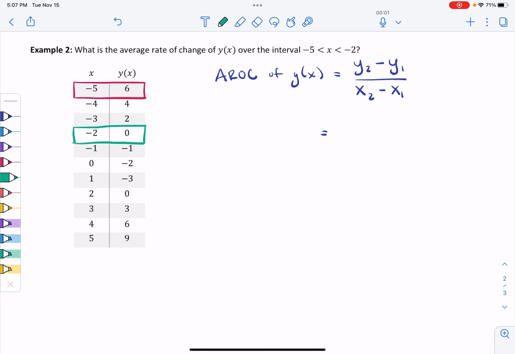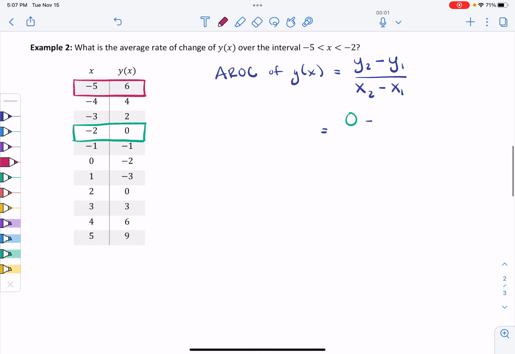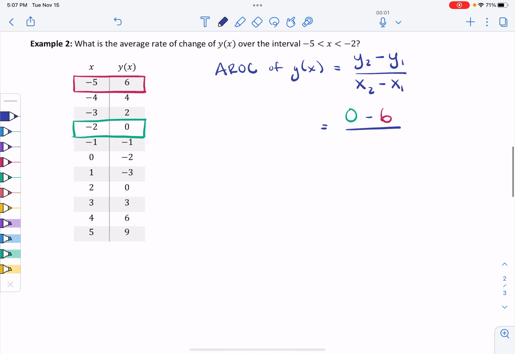we're going to start with our second one. We have 0 minus 6, and that is over -2 minus -5. All right. Now, that means we have -6 in the numerator, and we have 3 in the denominator, giving us -2 as our average rate of change.